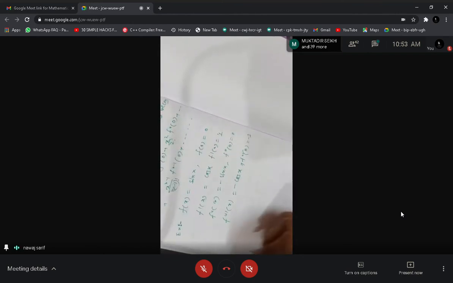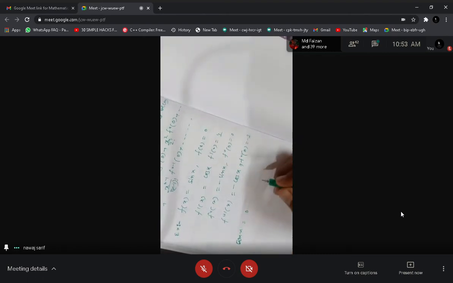So if you put this in the expression, then sin x equals what? f of 0 is 0. Then f dash 0 is 1, so this will be x.